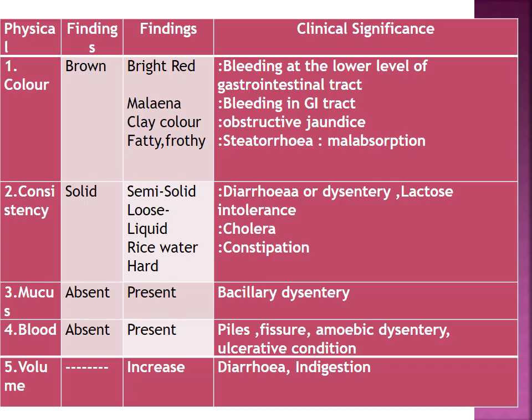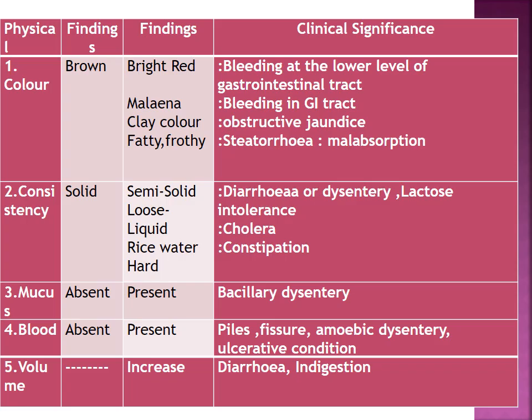Clay color can be seen in obstructive jaundice. Fatty color or frothy stool can be seen in steatorrhea, that is malabsorption, or giardiasis. Consistency: normally it is solid. If it is loose or liquid, it can be seen in diarrhea, dysentery, cholera, lactose intolerance. In cholera it can be rice water, or hard stool can be seen in constipation.